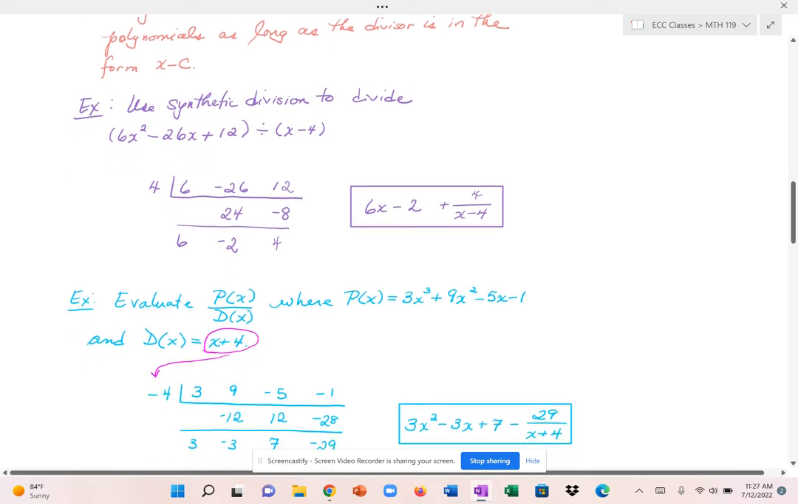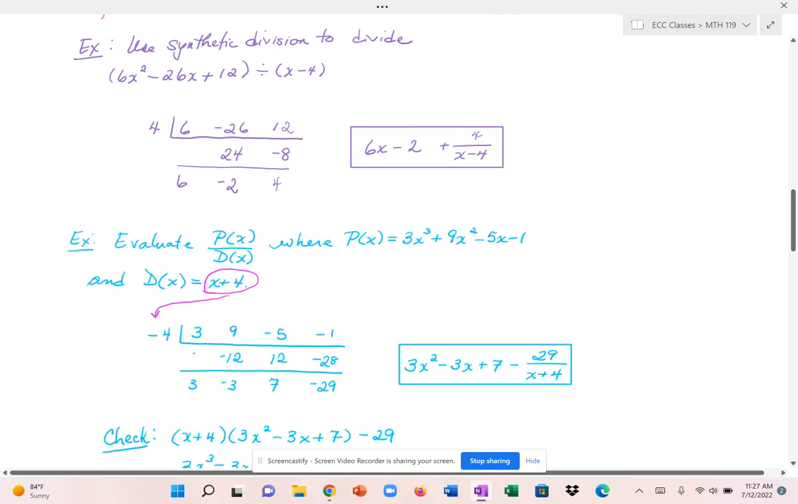You always want to put that opposite sign there. And all of the coefficients and constants here in the right order. So I have 3, 9, -5, and -1. These have to be in decreasing order in terms of exponents. This is x to the first and then constant at the end. If they're jumbled up and you put them in the wrong order in your synthetic division, you're not going to get the right answer.